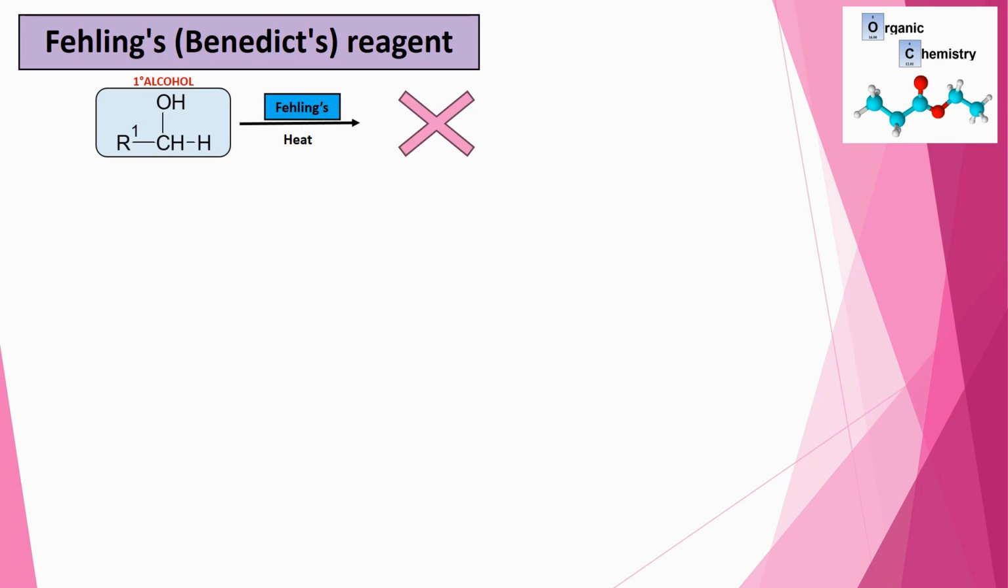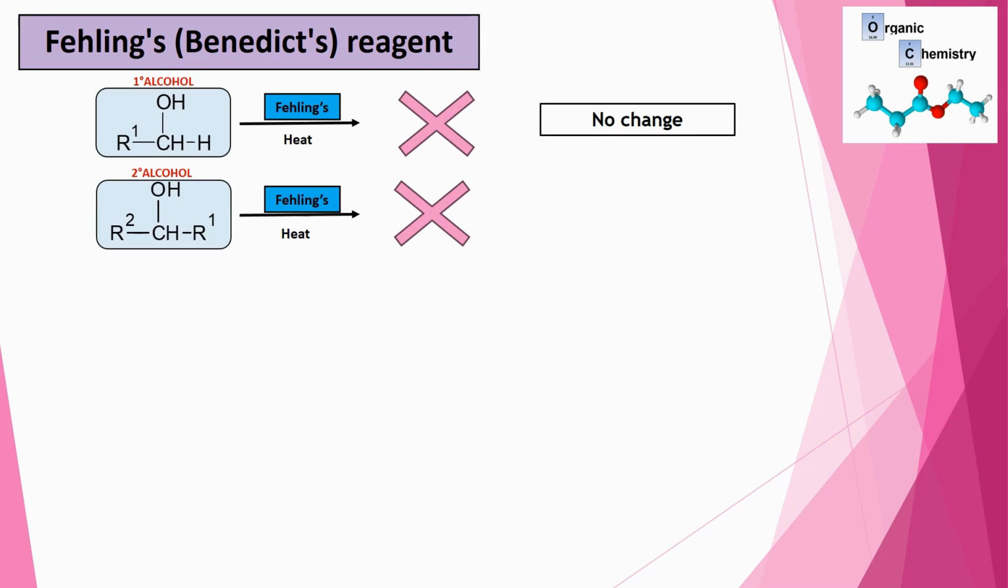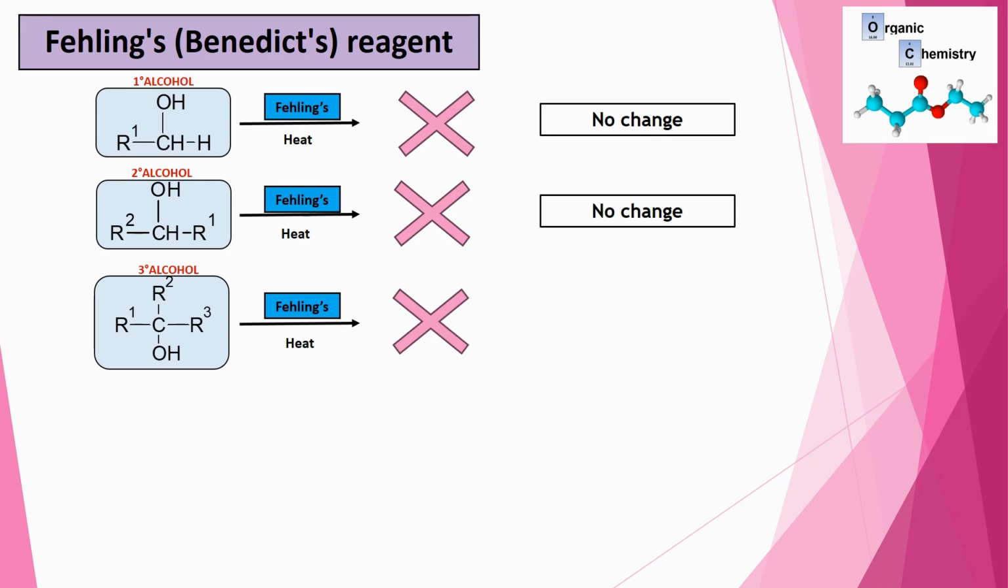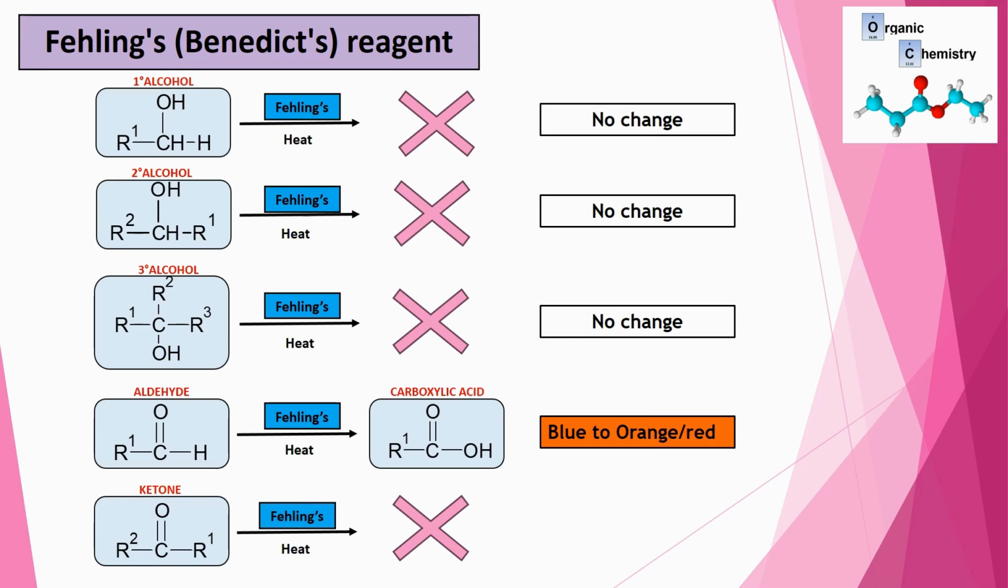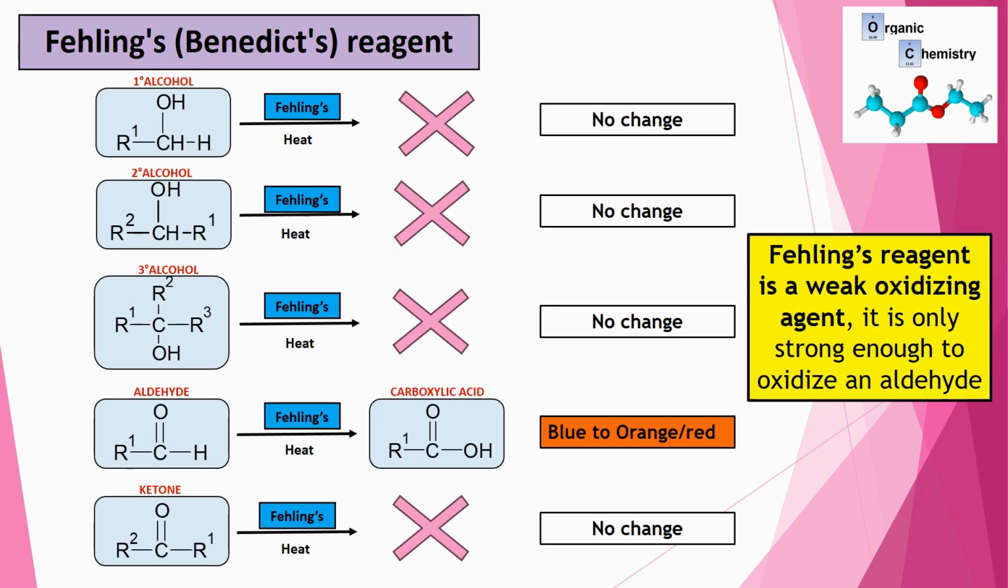So Fehling's or Benedict's reagent doesn't react with a primary alcohol, no change, stays blue. Doesn't react with a secondary alcohol, no change, stays blue. Doesn't react with tertiary alcohol, no change, stays blue. It does react with an aldehyde, and it goes to carboxylic acid, and it will go from blue to orange red, and it doesn't react with a ketone. So it is a definitive test here for an aldehyde. And remember, that's because it is a weak oxidizing agent.